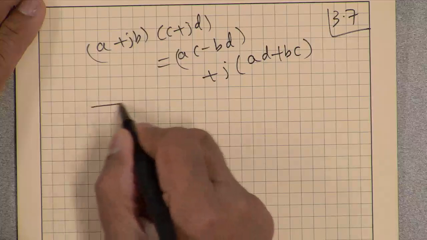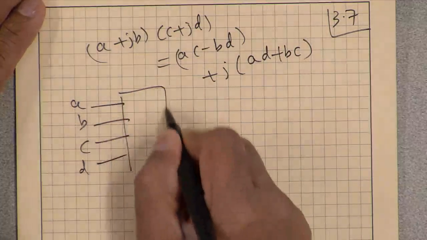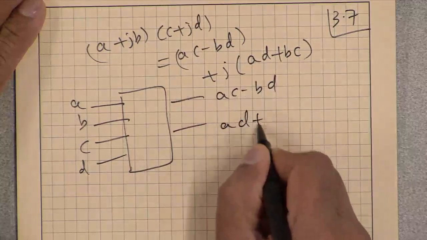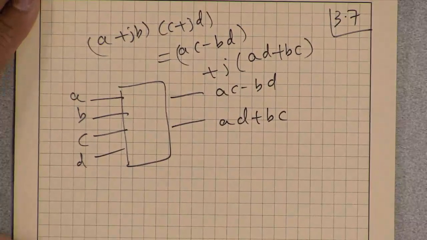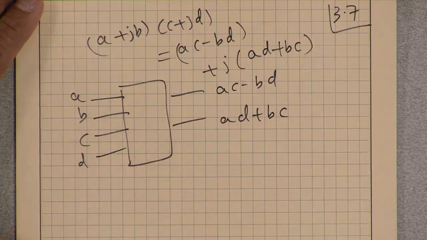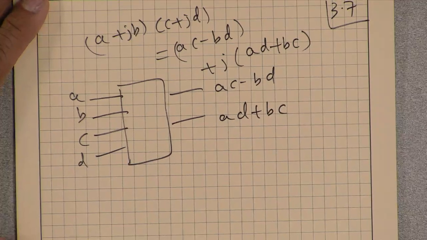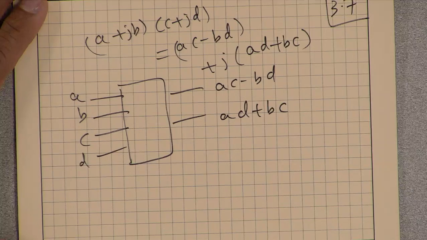So if we have A, B, C, D as the 4 inputs to some box, it's going to compute AC minus BD and AD plus BC. So yeah, we have to keep track of that in the hardware and make sure that all the imaginaries are added to imaginaries and real to real. When we multiply by J or minus J, these are swapped and negated if need be. So we have to do those things on our own.